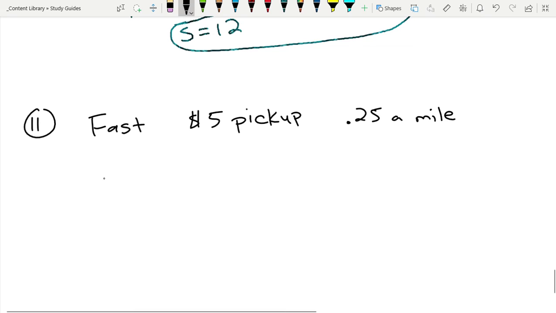Then you've got the other one, which is called the Steady Company. They charge a $2 pickup fee. So it's less to get picked up, but their fee per mileage is 50 cents a mile.